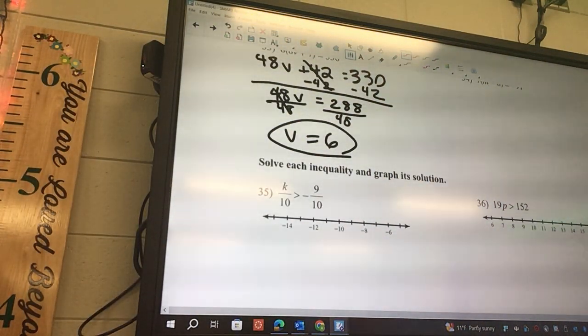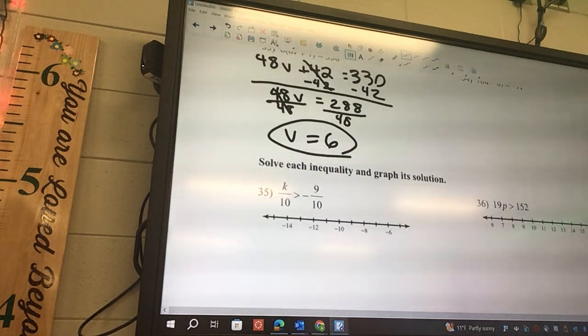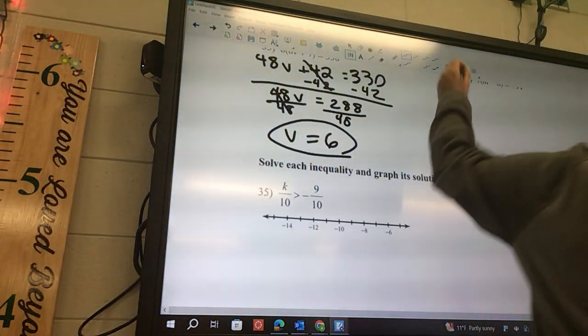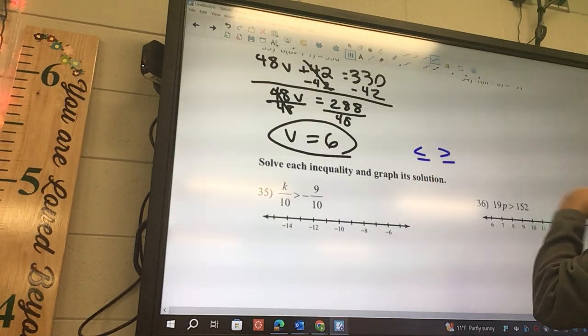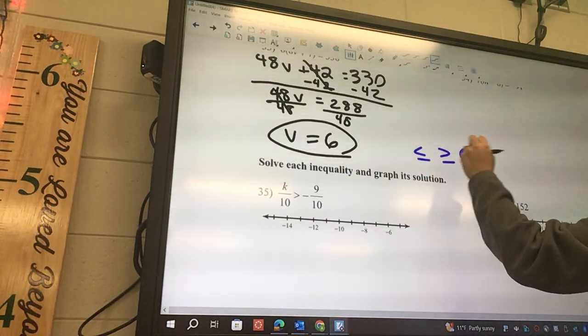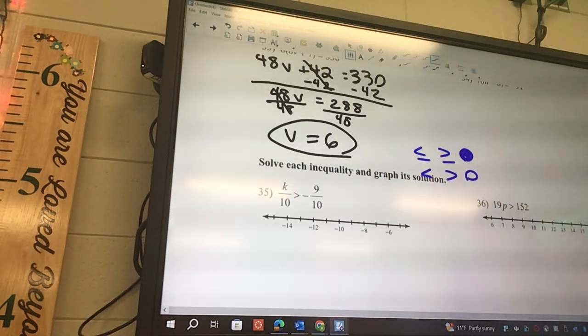Okay, 35 through 40 are all inequalities. Okay, you will need this little part of notes. So is this an open or closed dot? Closed. That one's closed, and then this one is going to be an open dot. Okay, that's about all the notes that you need in order to be successful. The rest is kind of solving.